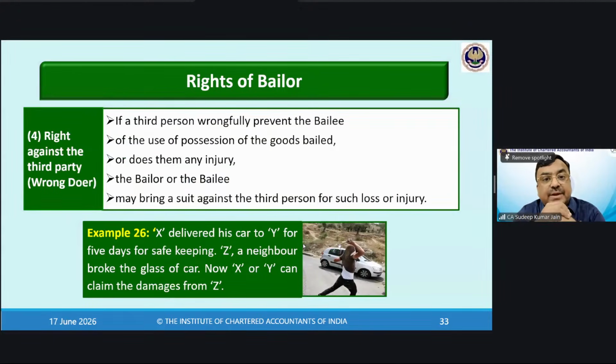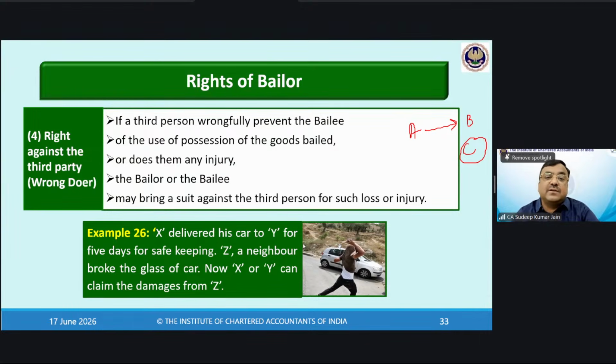Rights of bailor against third party. Wrongdoer means, suppose A gives his book to B, but it is stolen or misplaced by C, the third person. Listen, one thing. In case of a wrongdoer, any of A and B can file the suit. In case of a wrongdoer with the goods, any of bailor or bailee can file the suit.